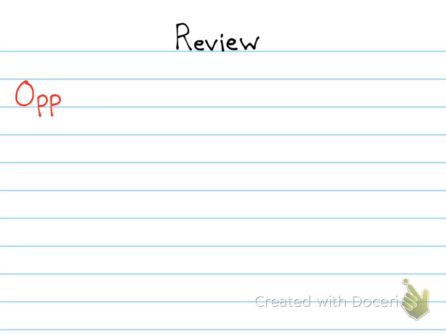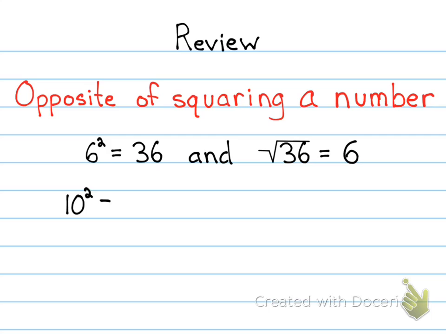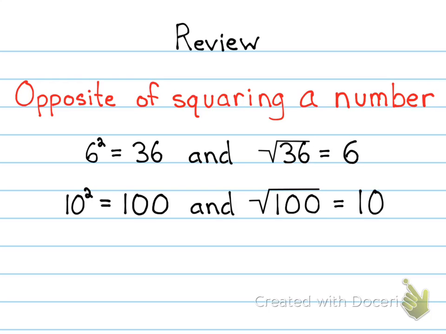And let's start with just a brief review of what square roots are. Just like multiplication and division are opposites, square root and squaring are opposites as well. So a square root is the opposite of squaring a number. For example, 6 squared is 36, so the square root of 36 is 6. It's the opposite operation of squaring a number. Another example: 10 squared is 100, and the opposite of that, the square root of 100, is 10.